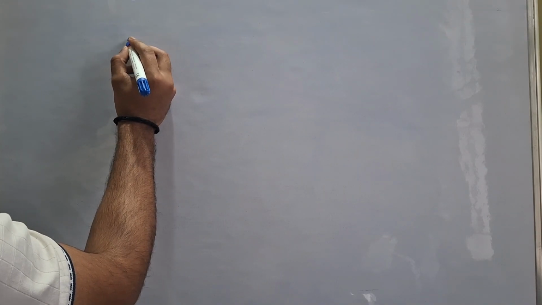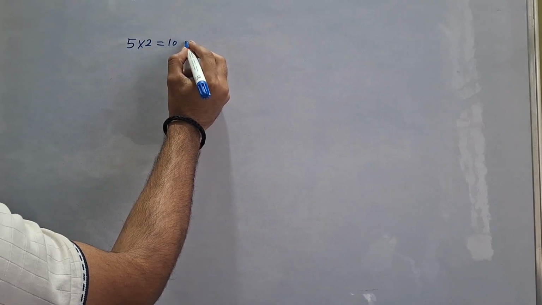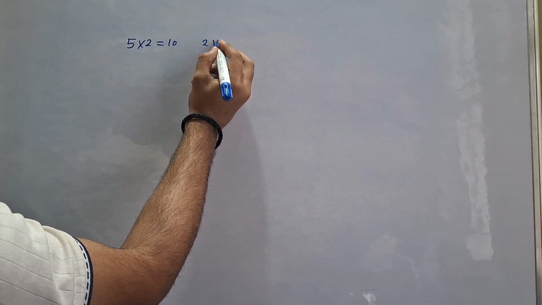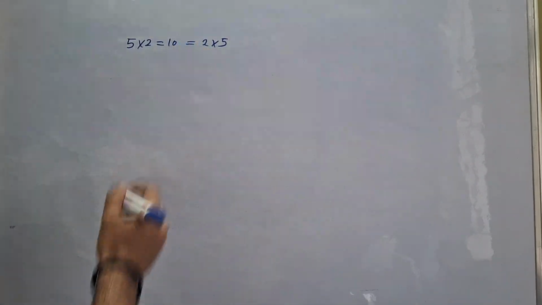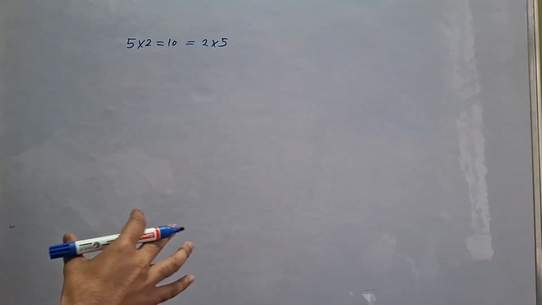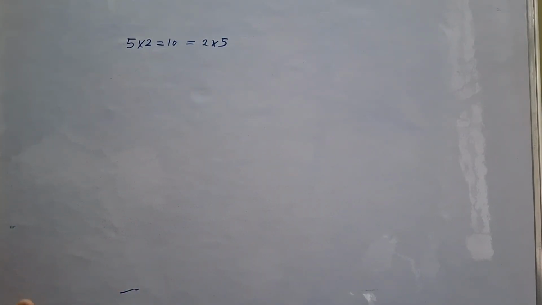Hello. So what if I ask you what is 5 into 2? That is 10, right? Simple. And what is 2 into 5? That is also simple, that is also 10. This property for ordinary numbers is called commutativity. So ordinary numbers follow this.